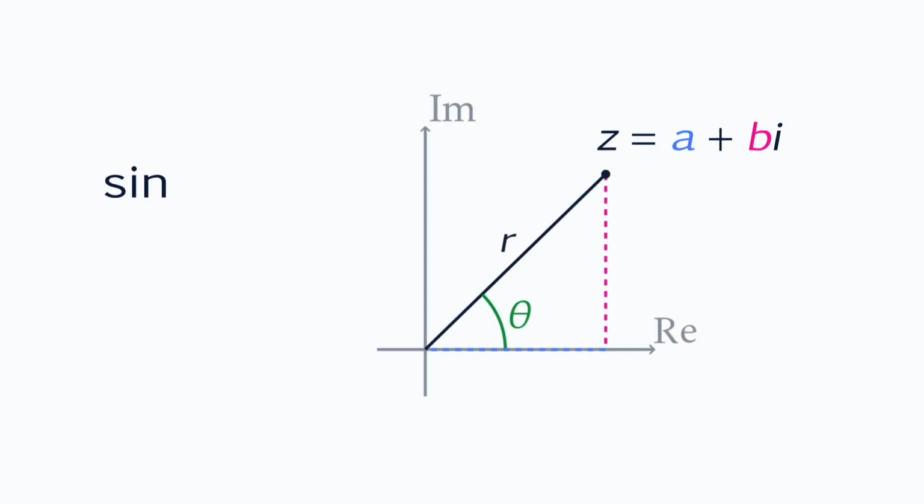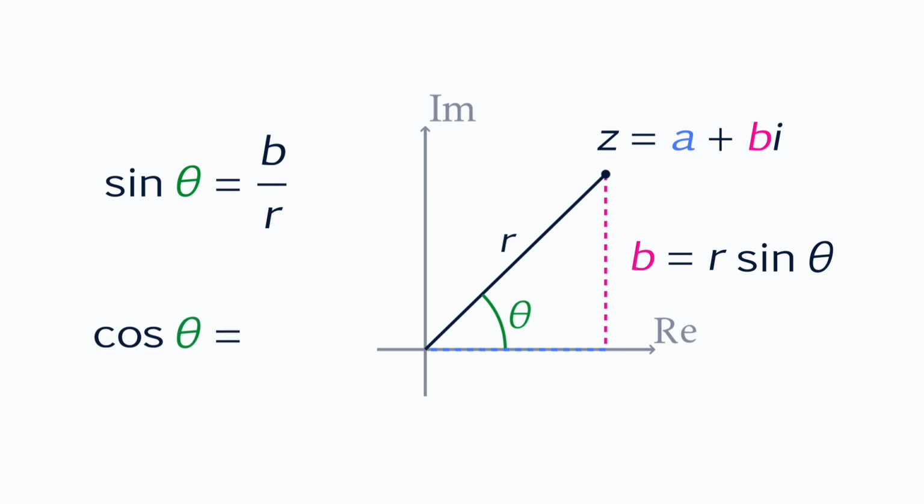You know that the sine of theta equals the opposite leg over the hypotenuse, or b over r. This means that b equals r times the sine of theta. You also know that the cosine of theta equals the adjacent leg over the hypotenuse, or a over r. This means that a equals r times the cosine of theta.